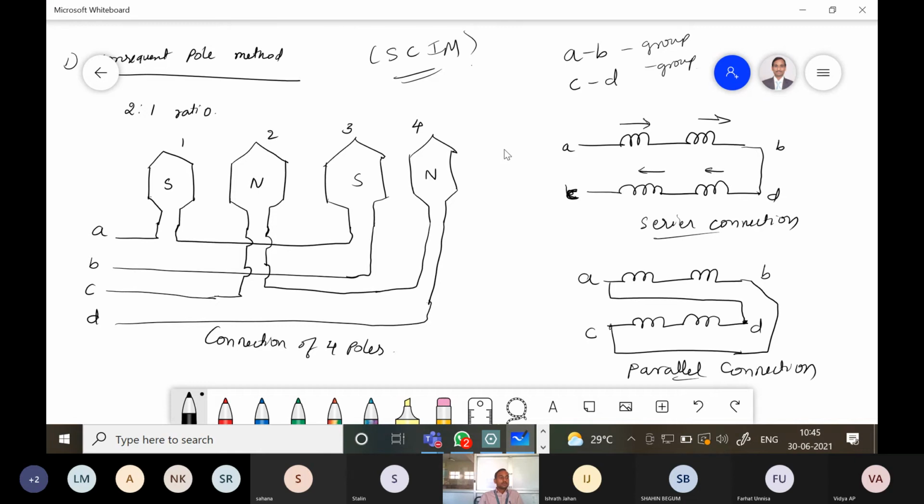Group AB consists of odd numbers, AB 1 and 3 are the odd numbers. Group CD consists of 2 and 4, that is the even numbers of poles, 2 and 4. So these are connected in series. So therefore the terminals ABCD are taken out, as shown in the figure.